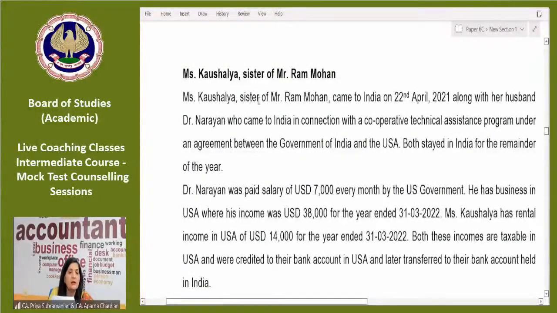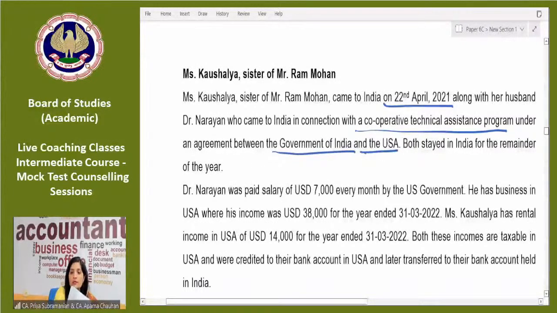Miss Kaushalya, sister of Ram Mohan, came to India on 22nd of April 21 along with her husband Dr. Narayan, who came to India in connection with Cooperative Technical Assistance Program under an agreement between the Government of India and the USA. Both stayed in India for the remainder of the year. They are in India only.